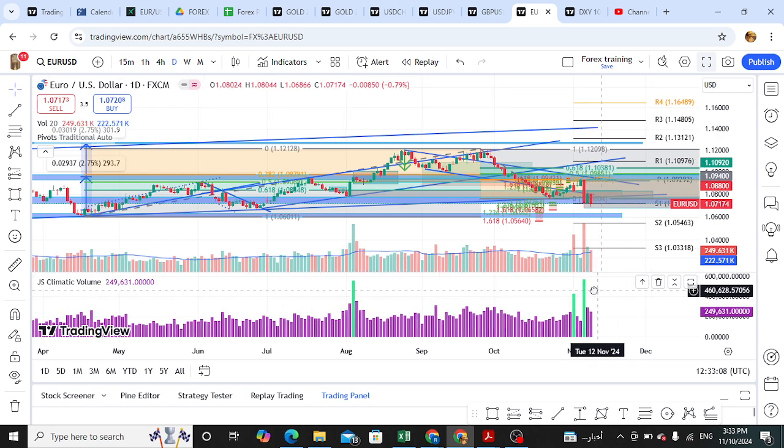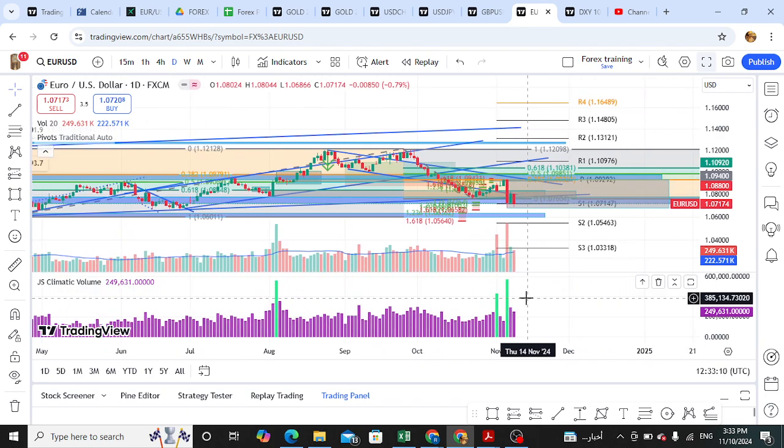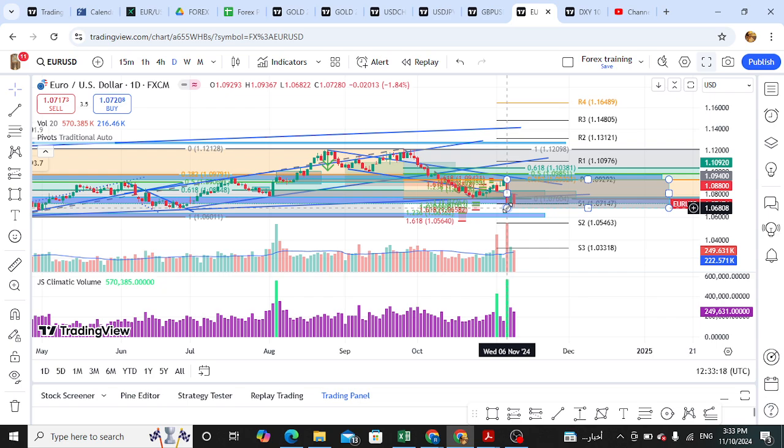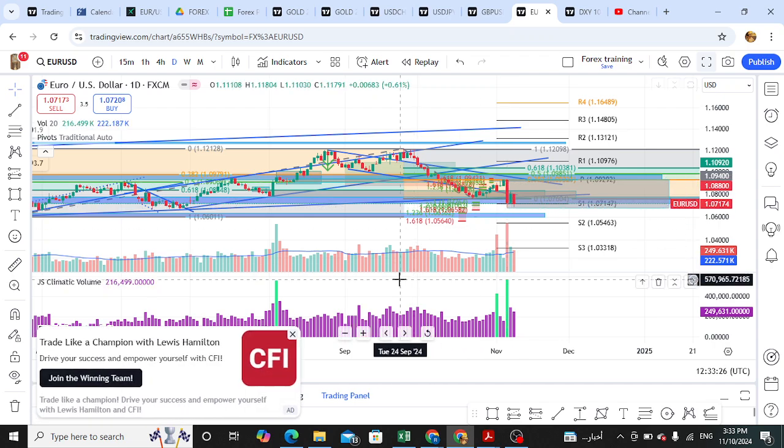So this is the latest on the daily chart of the Euro USD, the latest volume zone. And as you can see, the volume zone is drawn from tail to tail.